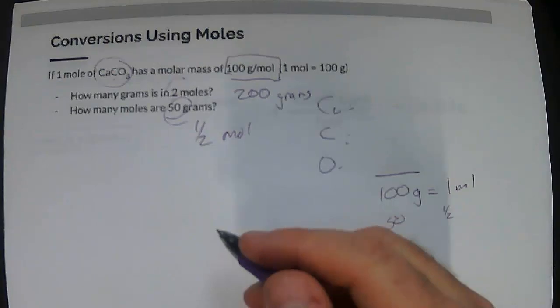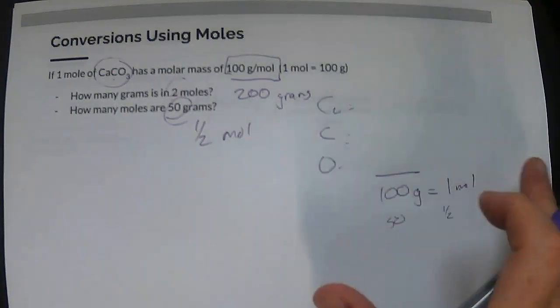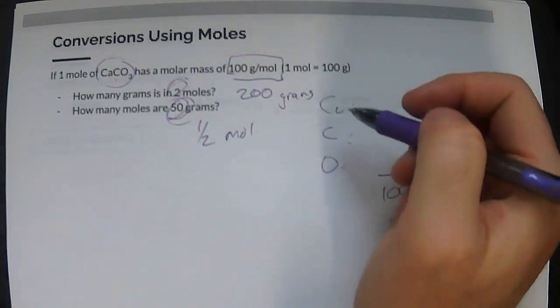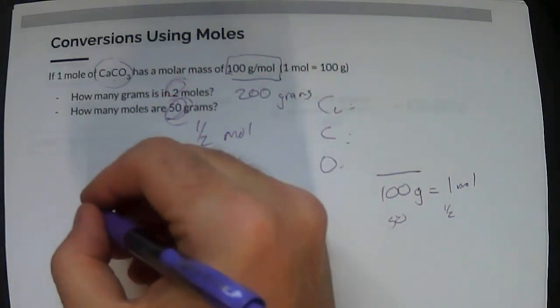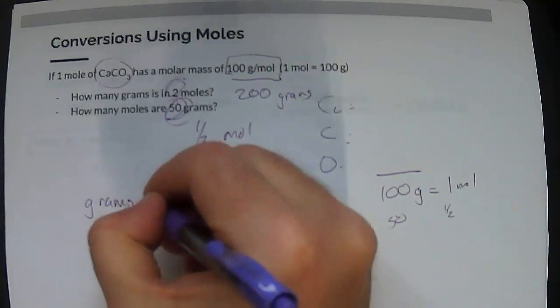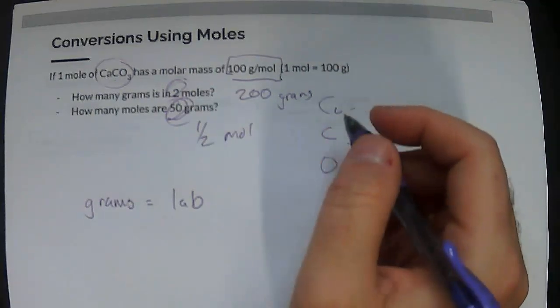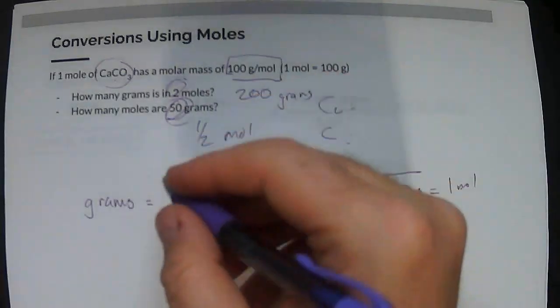But what we want to do is be able to interconvert these using the math, because not always are we going to have numbers that work out evenly. Now here's the other thing. When we go to the lab, grams is what we use in the lab. That's the unit that we use in the lab.